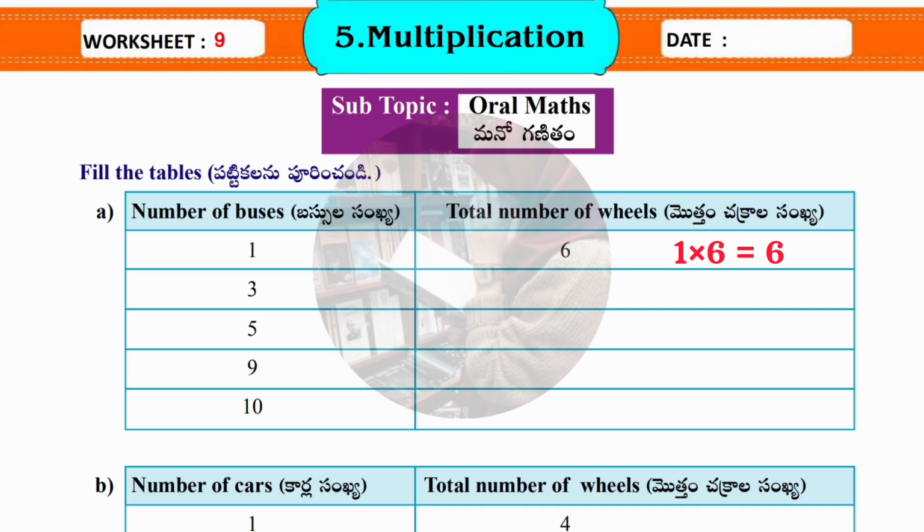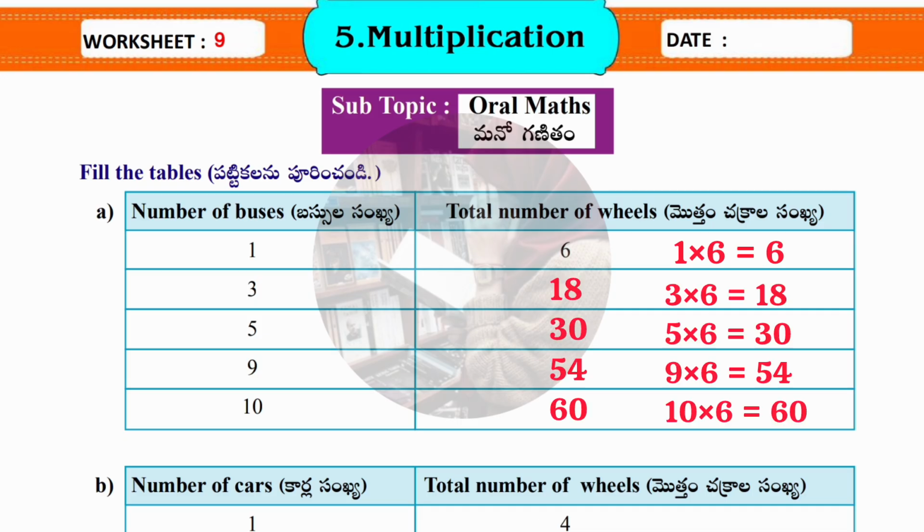So next, if we have 3 buses, then how many wheels will be there? 3 multiplied by 6, 6 threes are 18. Total 18 wheels will be there. Okay, next one. 5 buses are there. How many wheels? 5 multiplied by 6. 30 wheels are there. So next one, 9 buses. So for 9 buses, how many wheels? 9 sixes are 54. 54 wheels.